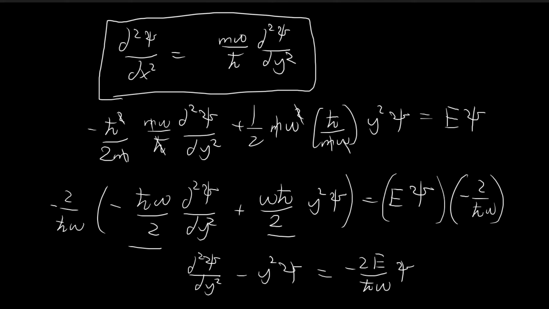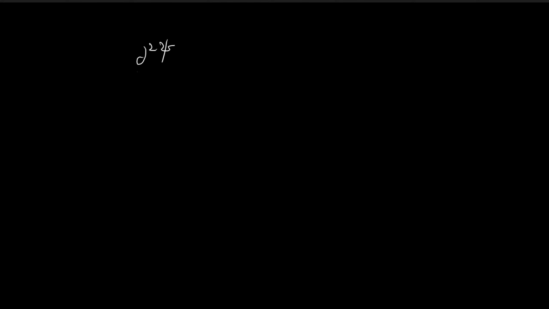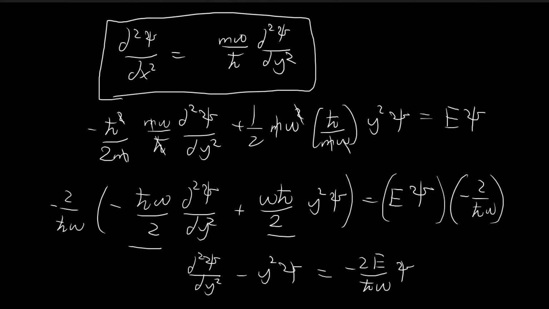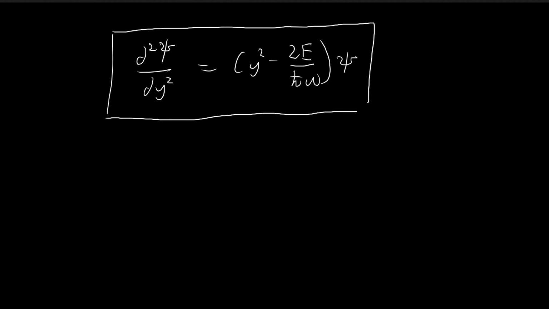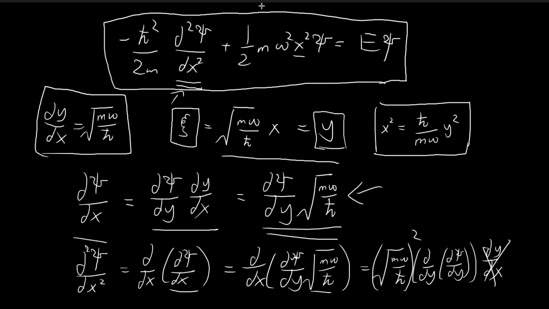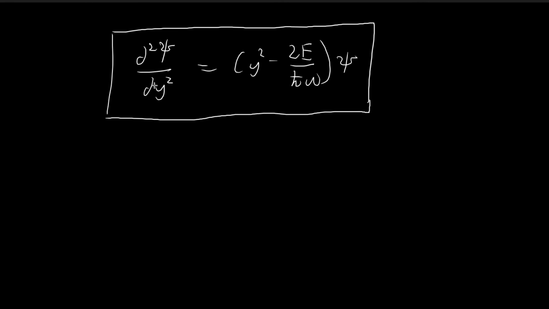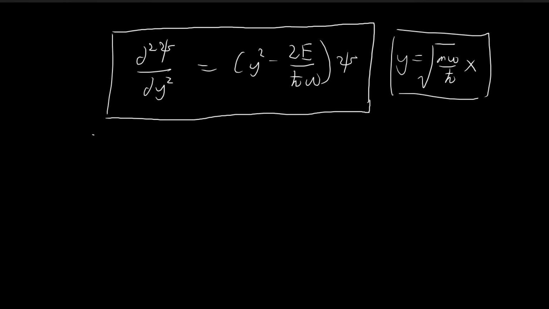Now we can rearrange this by one more step. This second derivative is equal to y squared minus 2E divided by h bar omega, times xi. This is going to be the alternative expression of the Schrodinger equation that we're going to work on in the subsequent videos. This is actually the same differential equation as this one over here. The only difference is that now it is in terms of y, and don't forget y is defined by this expression over here. So in the subsequent videos, we are going to work on this expression.